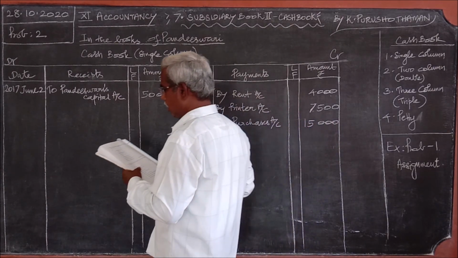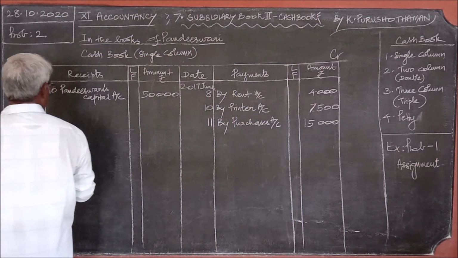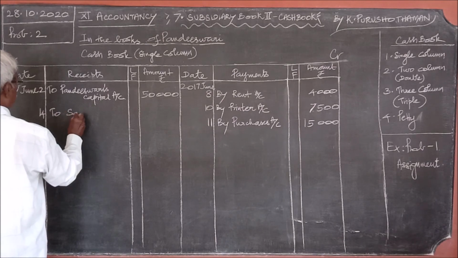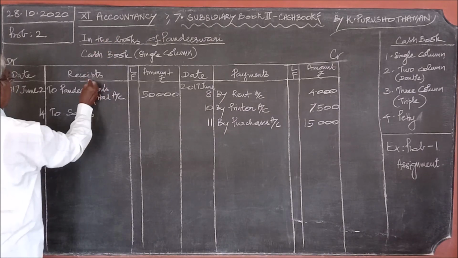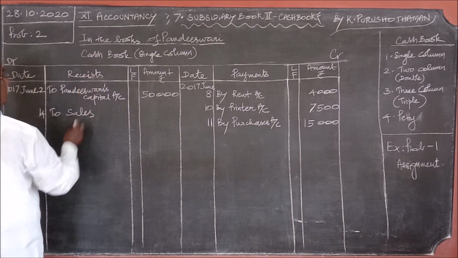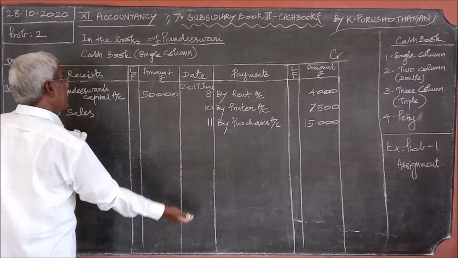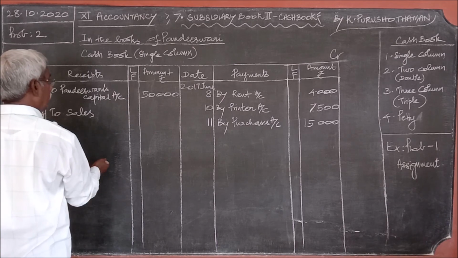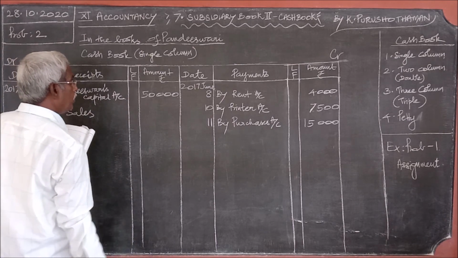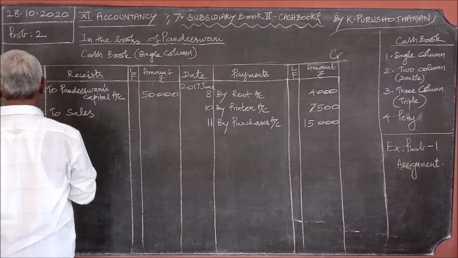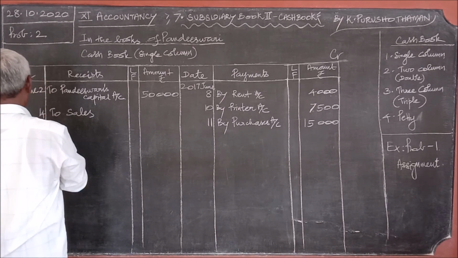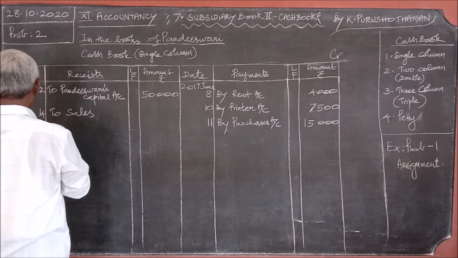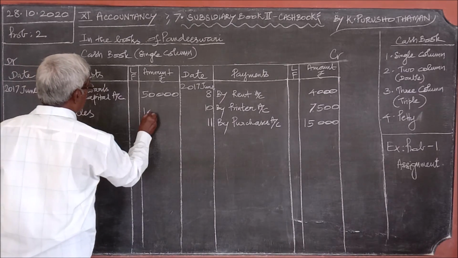Then the next item on the 14th, cash sales, to sales. When goods are sold, cash is received. When goods are purchased, cash is paid. In both cases, when selling we get money coming in, and when purchasing, money goes out. You must be very careful about that. Cash purchases 15,000, cash sales 10,000.